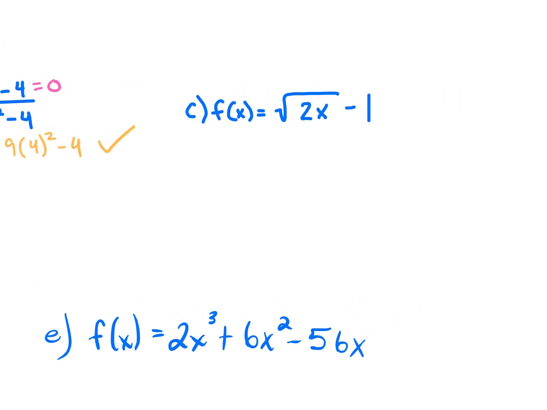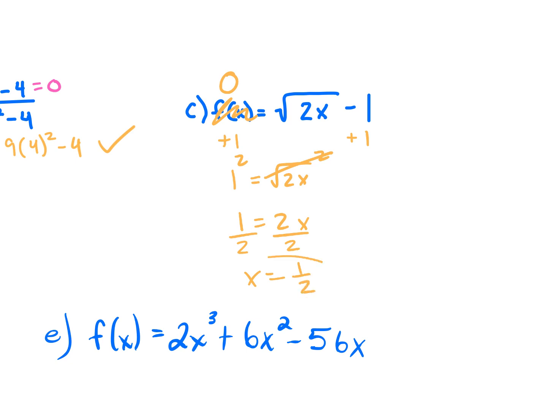Next, for C, again, I set my y to be 0, or that f of x to be 0, and solve. So I'm going to add 1 to both sides. So 1 is equal to the square root of 2x. Next, I want to square both sides, so that cancels out that square root. 1 squared is just 1. So 1 equals 2x, divide by 2. So x is equal to 1/2.